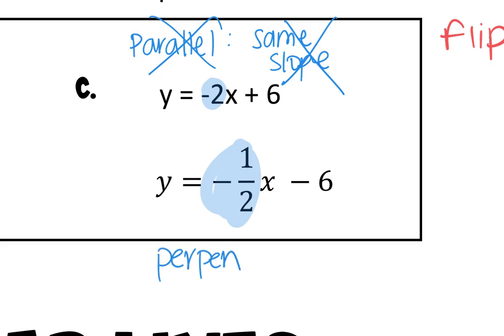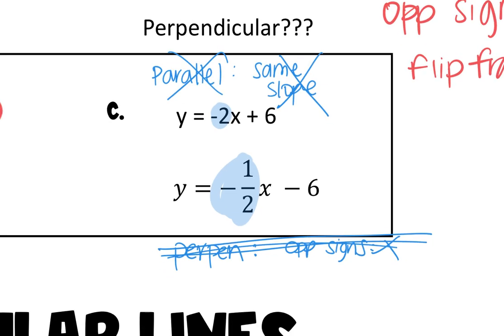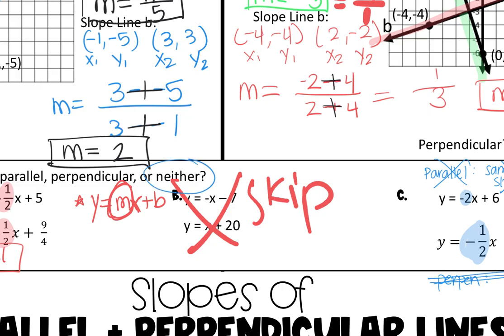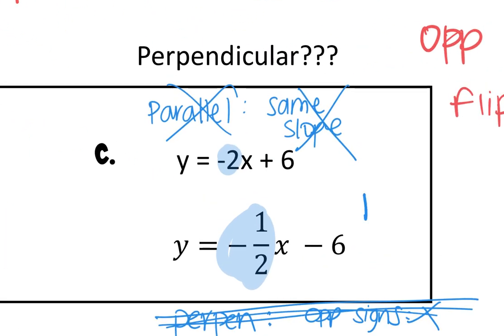Remember, there are two different things that have to happen. They have to have opposite signs, and they don't. Both of them are negative. So the first part is not satisfied. They're not perpendicular either. Okay, so if they're not parallel, they're not perpendicular. The other option that they gave me was to say neither. And that's what I'm going to say here. So C is neither.